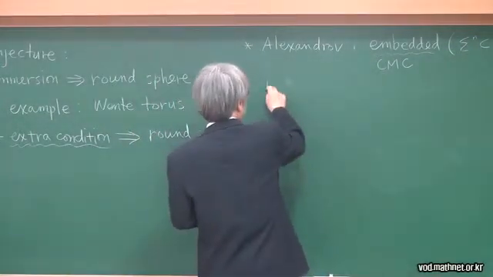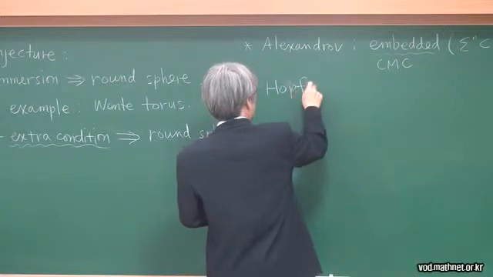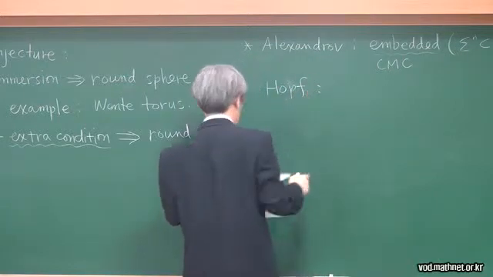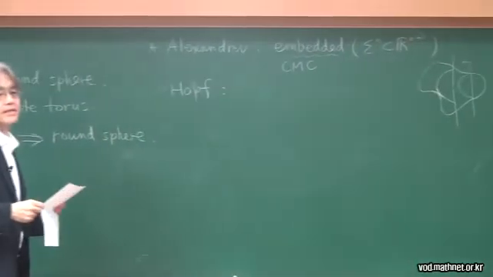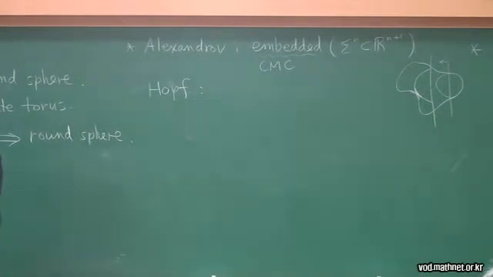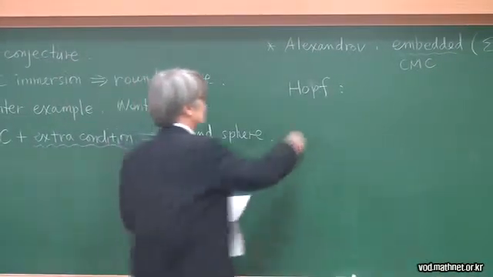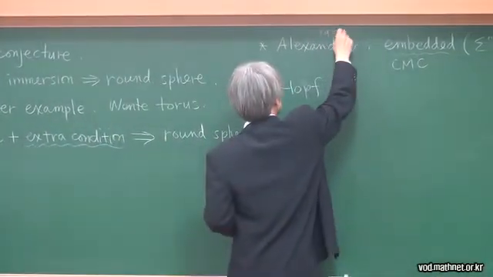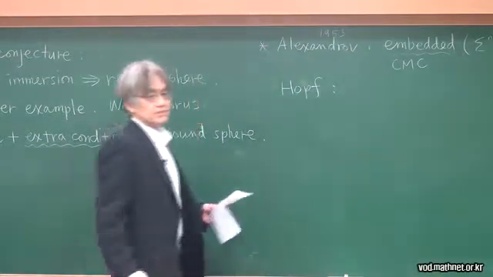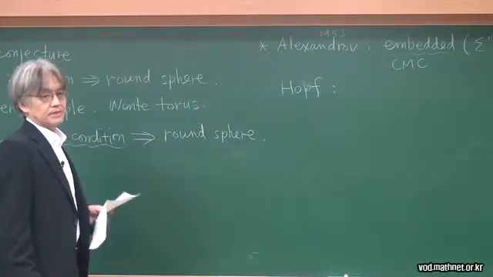And Hopf himself gave an extra condition. Alexandrov is the Russian person from 100 years ago. When did he die? Maybe some time ago, I think. He proved this in the 1950s. 53 or 50. So it's very old.